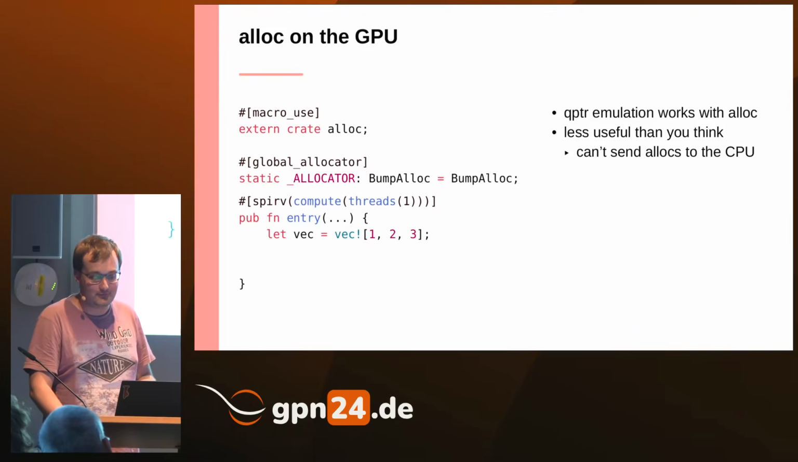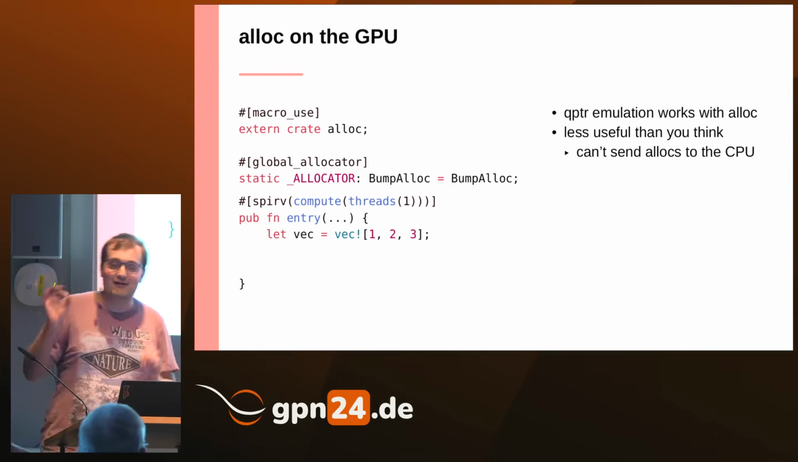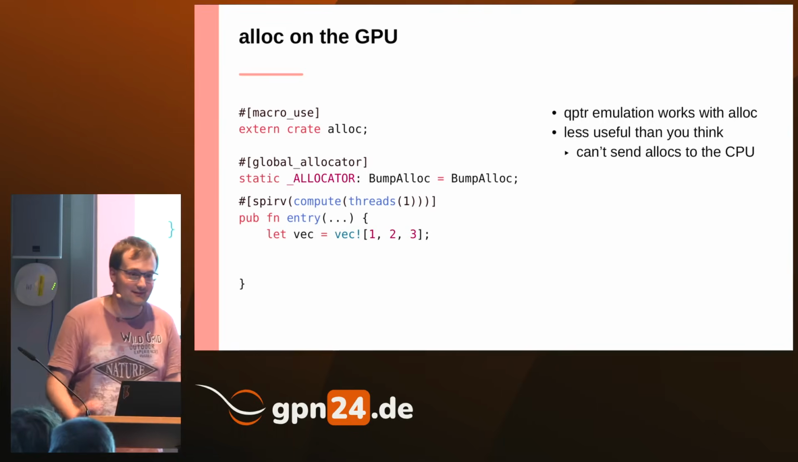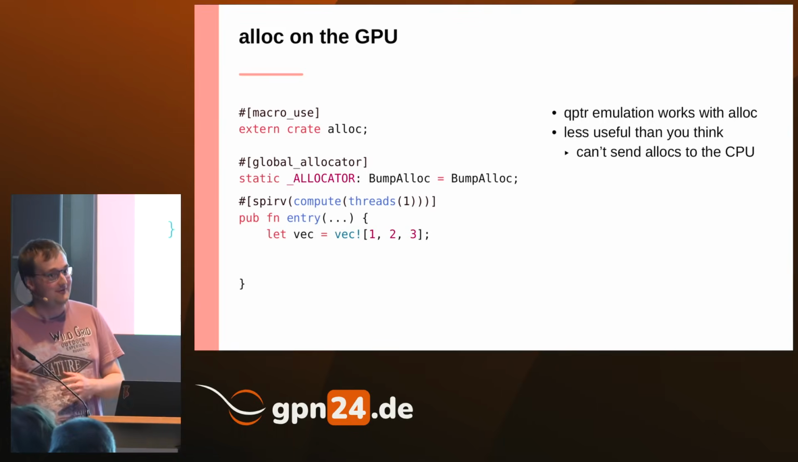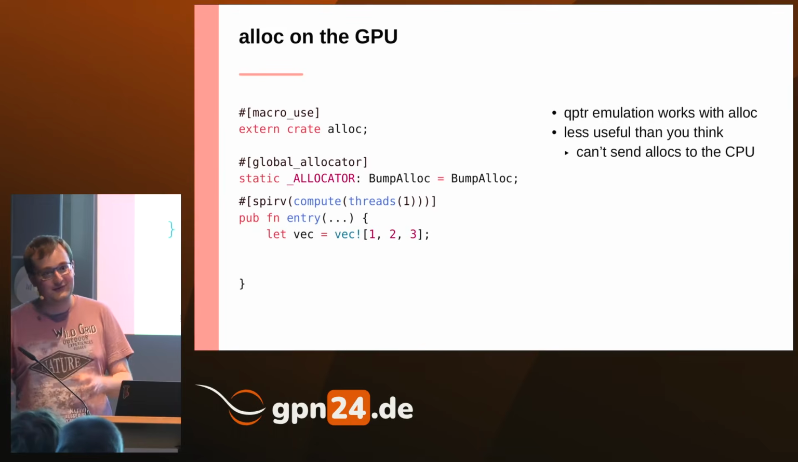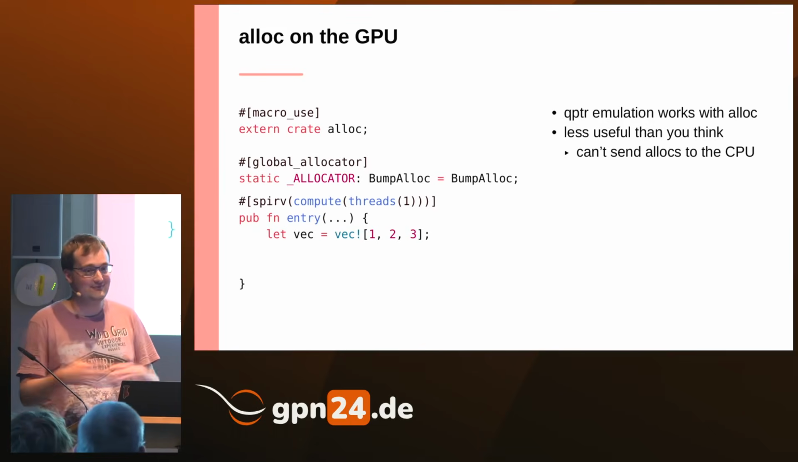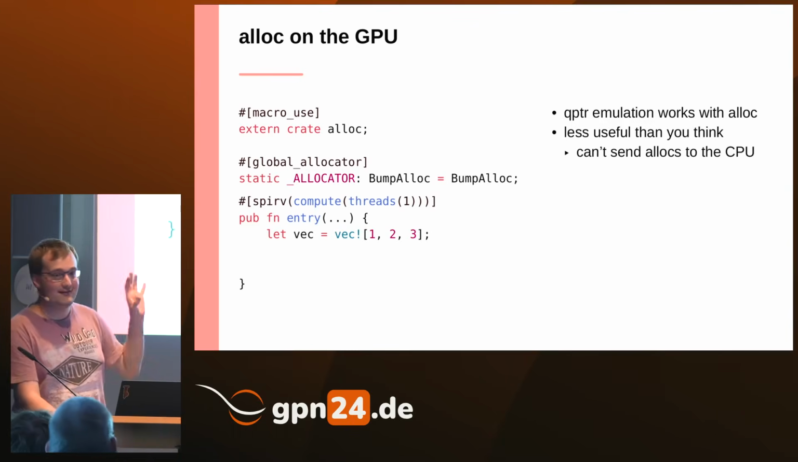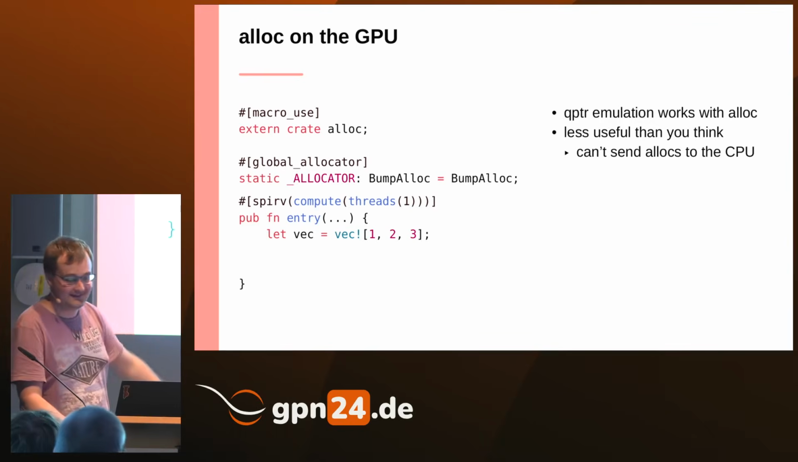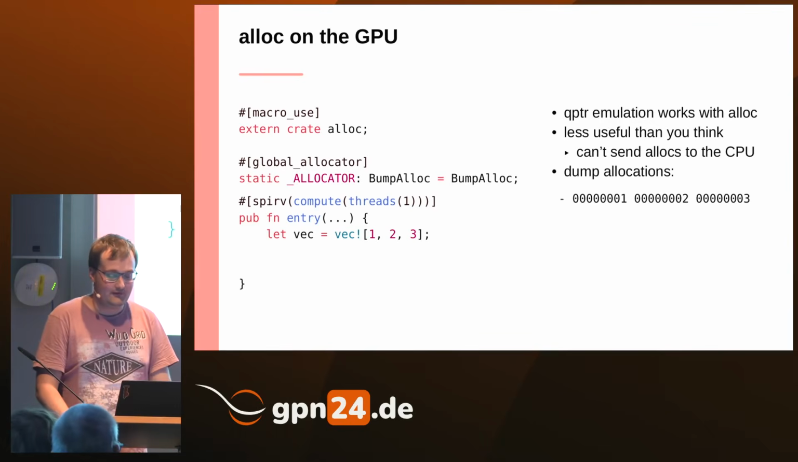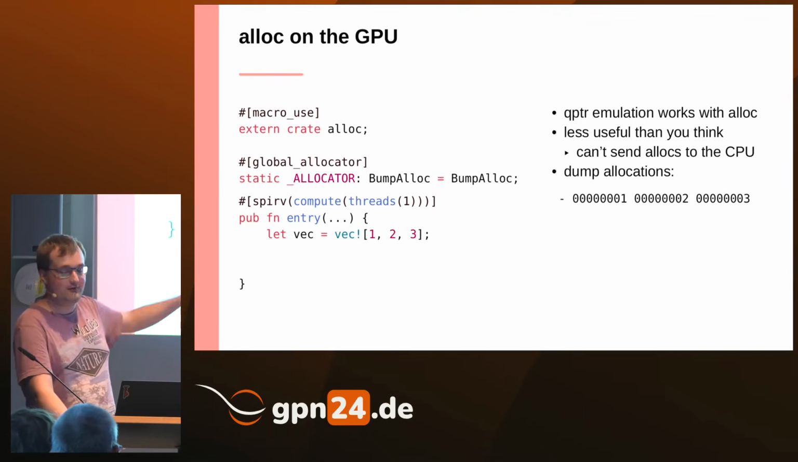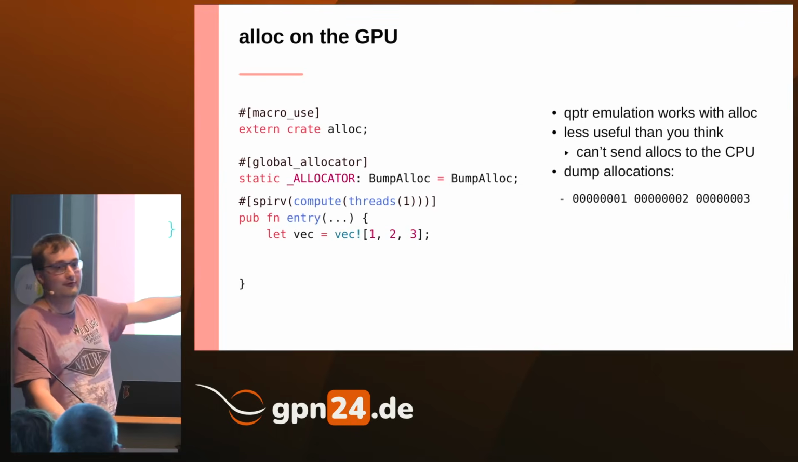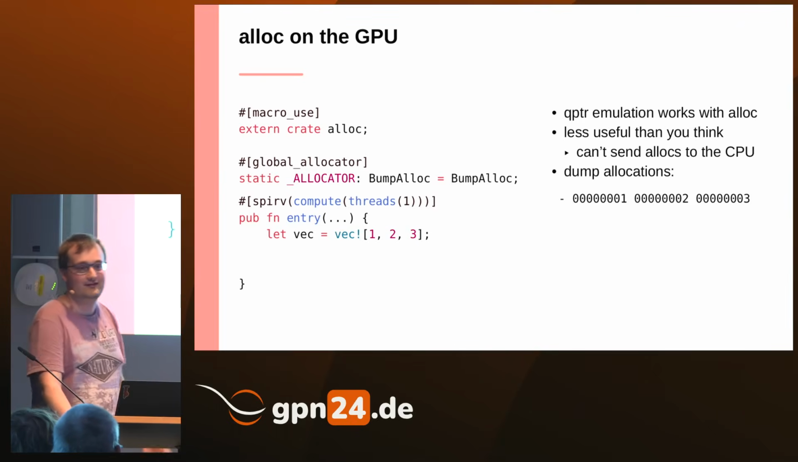First, Q-pointer works with alloc. Now I have to mention really quickly, this is less useful than you think it is, and you'll see later. Basically, you can allocate stuff, but you can't send those allocations to the CPU. That's just not something you can do right now. It's basically just a demo that Q-pointer is good enough that you can even use alloc. Our bump allocator can dump the allocations that have been done, so I can visualize them for you. And of course you see a vec of 1 to 3 in memory gives me also 1 to 3. What a surprise.